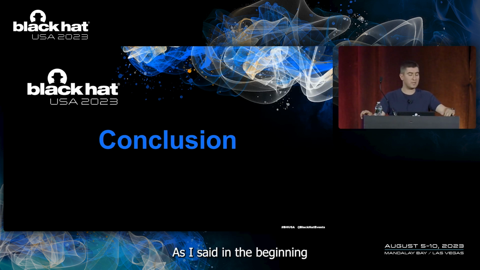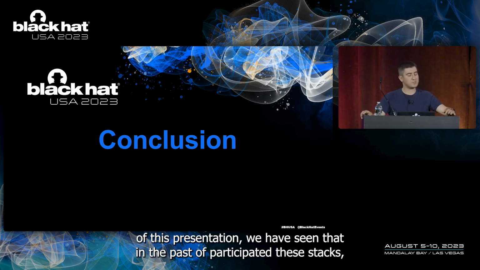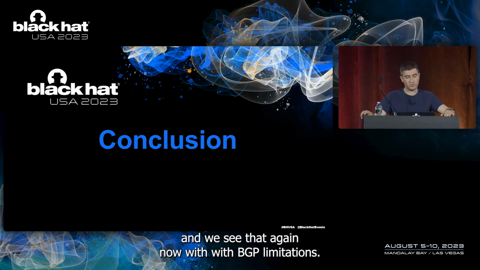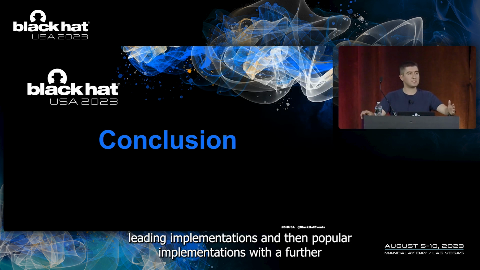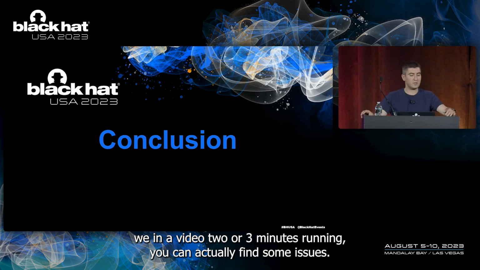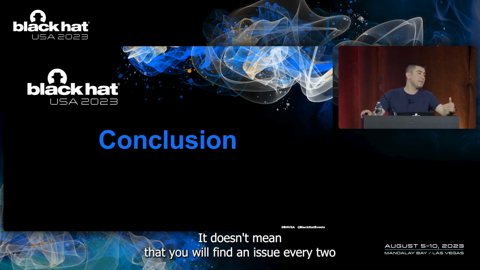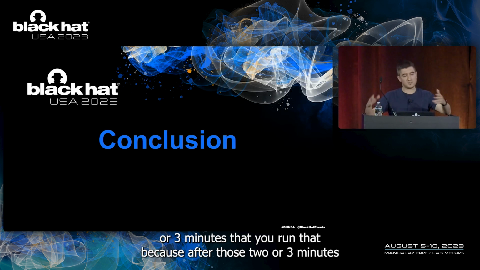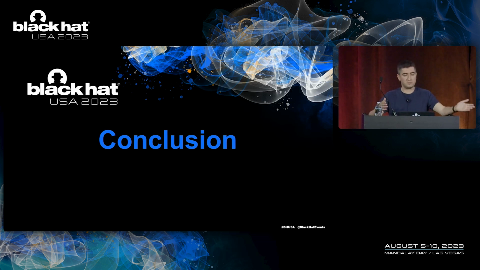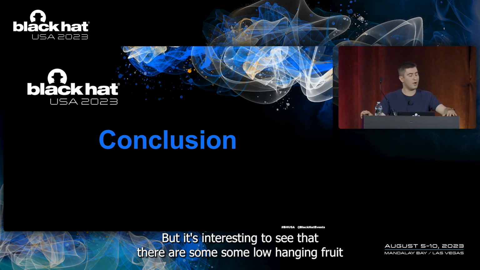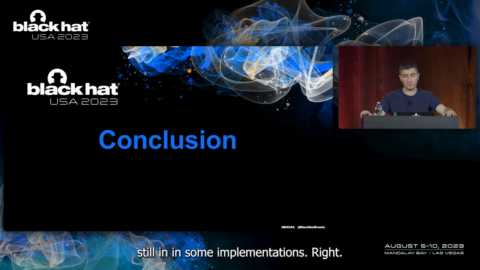As I said in the beginning of this presentation, we have seen that in the past with TCP/IP stacks, and we see that again now with BGP implementations. On the other hand, it's also interesting to see that even with leading and popular implementations, with a fuzzer running 2-3 minutes, as you saw in the video, you can actually find some issues. It doesn't mean that you will find an issue every 2-3 minutes. After those minutes we ran the fuzzer for some more hours, and it's not hundreds of CVEs, it was 3, but it's interesting to see that there are still some low-hanging fruits in some implementations.